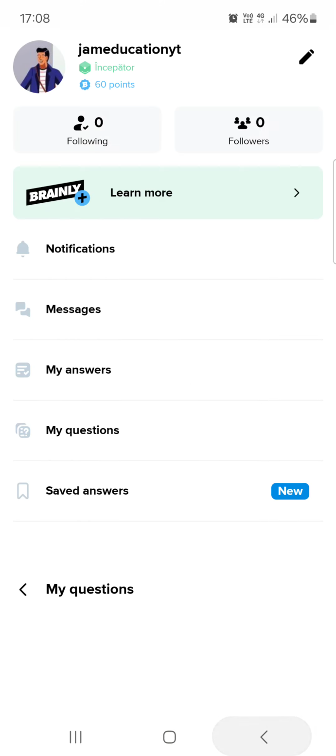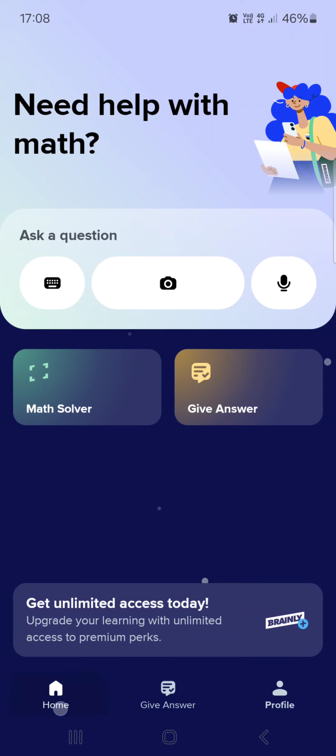Our question can be about basically anything. It can be math related, physics related, biology related, anything, and we will probably get an answer through this app.